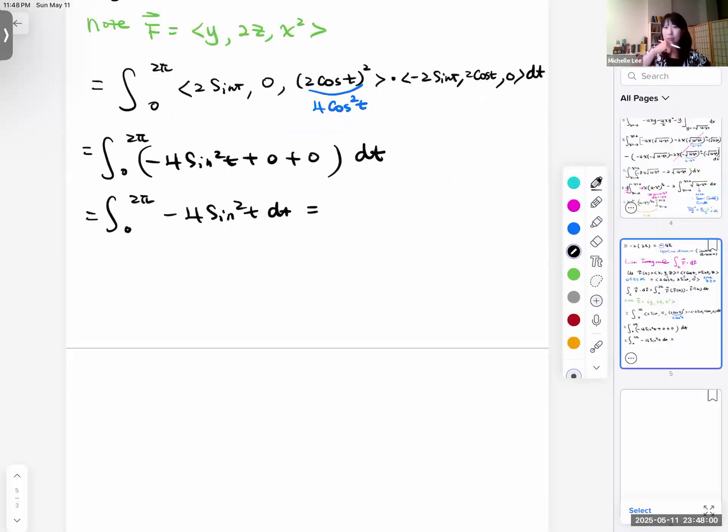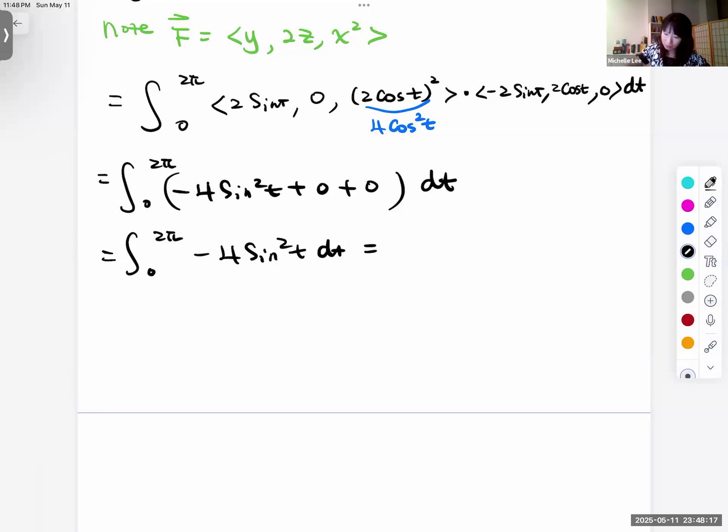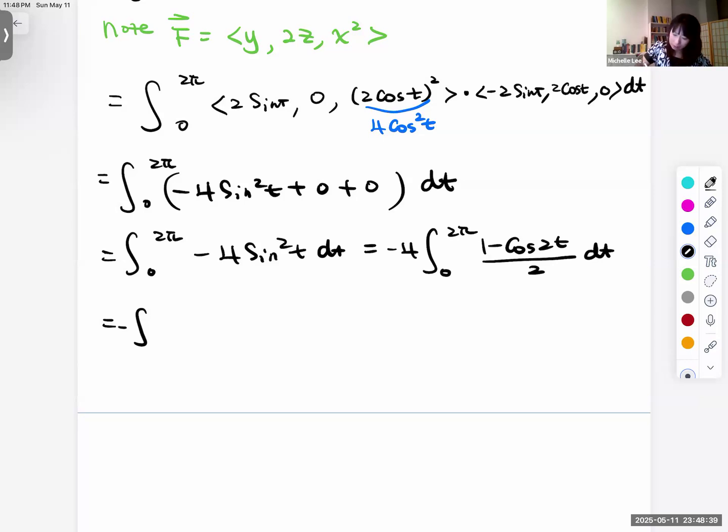Yes. All right, so let's do this one. We can integrate sine squared t, so we have to convert using the trig identity, right? Let's take out the negative 4 from 0 to 2 pi of sine squared t, which we can write as 1 minus cosine 2t over 2 dt. Then we integrate term by term. So we have a negative 4 outside.